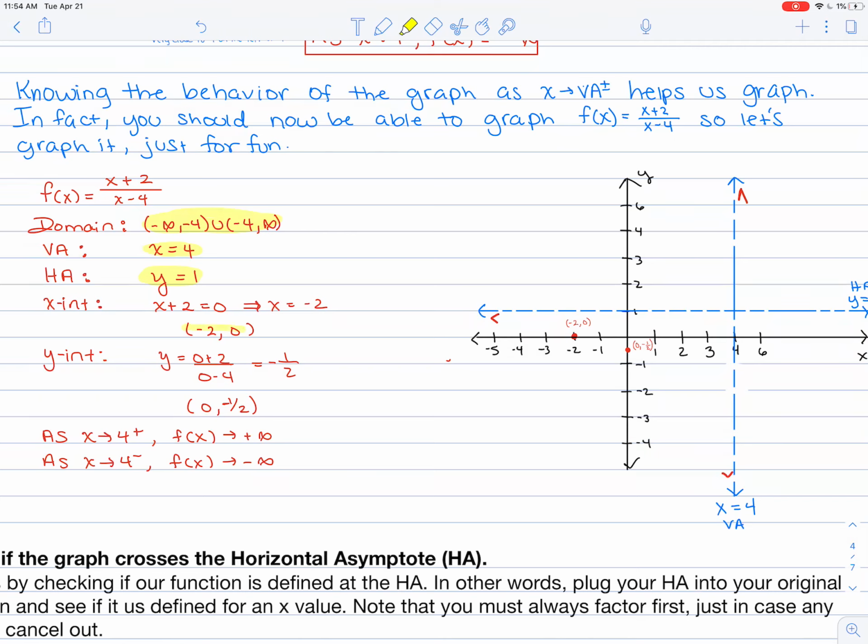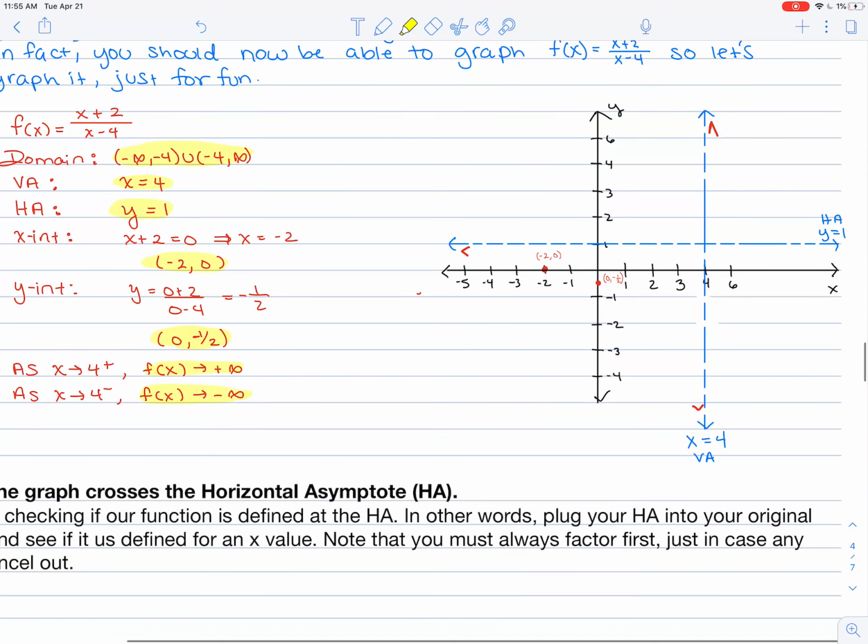X-intercept, you set y equal to 0, and you should get -2, 0. I don't know if you've noticed, but every time I find intercepts of rational functions, I only look at the top, and the reason why is because if you have a fraction, the only way the fraction could be 0 is if the numerator is 0. Okay, and then for the y-intercept, we set x equal to 0, and we should have gotten 0, -1/2. And then this last part, as x approaches 4 from the right and 4 from the left, we did it in this particular example. So we're going to use all this information to help us graph.